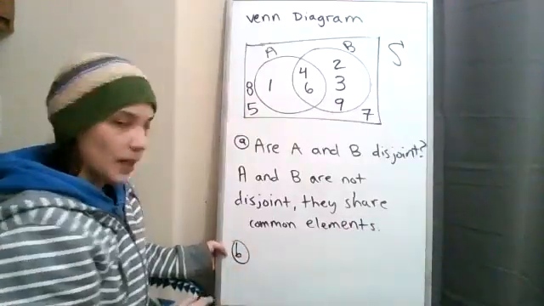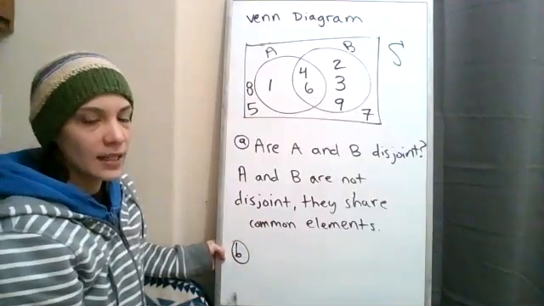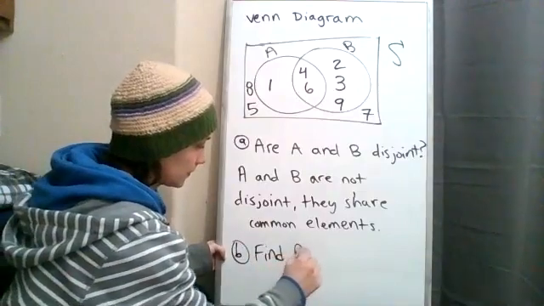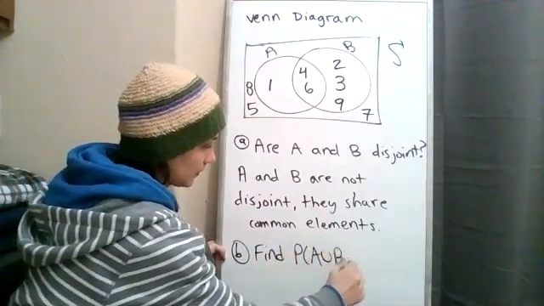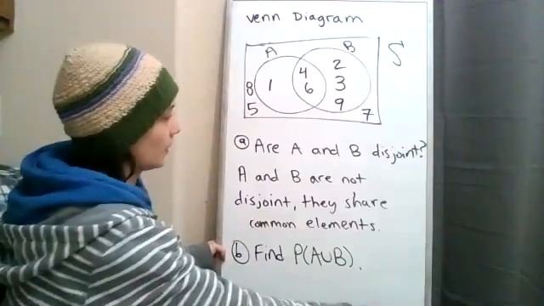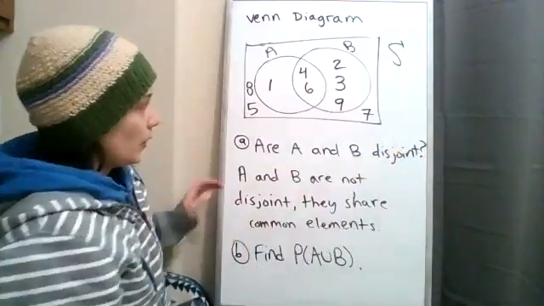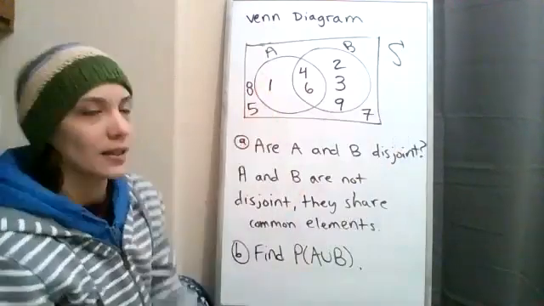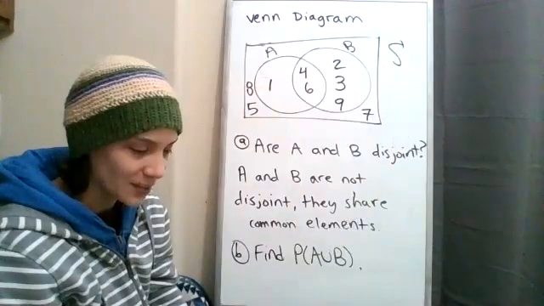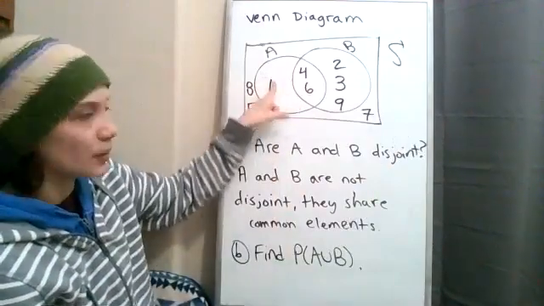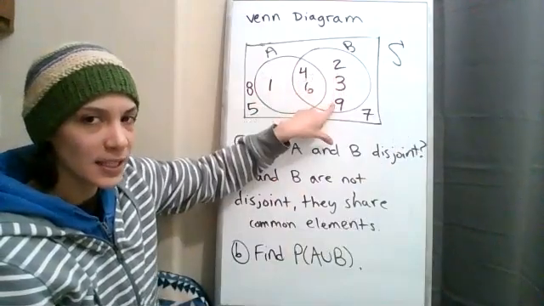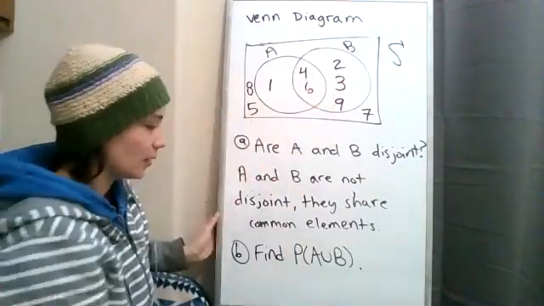Let's find the probability of A union B. So that A union B, or the union of A and B, would be both sets together. 1, 2, 3, 4, 5, 6 elements out of 9 possible outcomes.